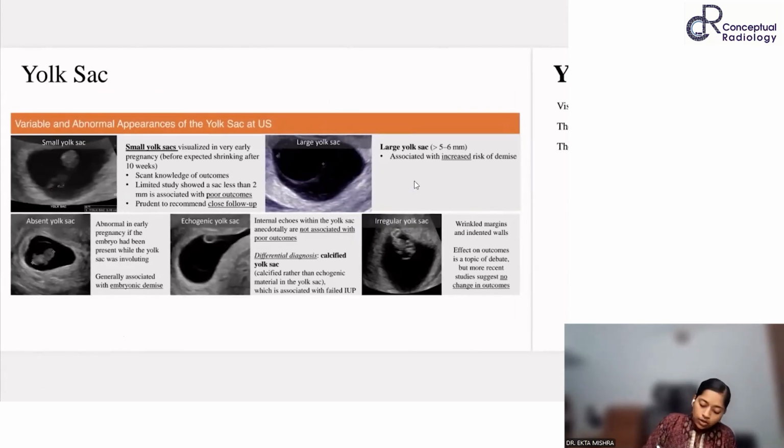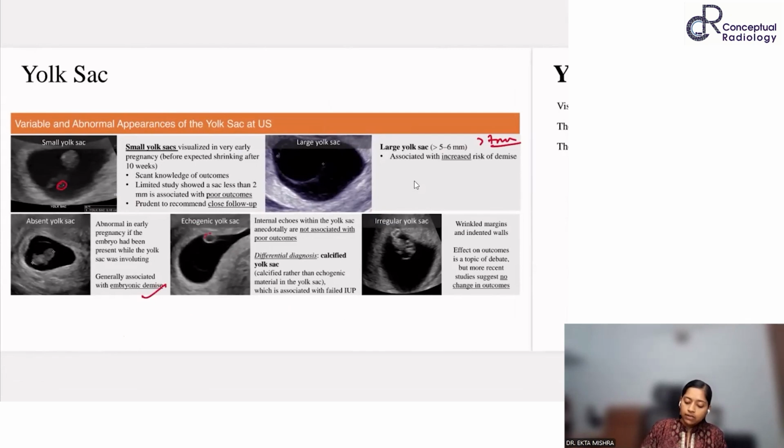Abnormal appearances: yolk sac can be very small. If it is small, in some cases it has been seen that if it is less than 2 mm, it is associated with poor outcome. Large yolk sac, especially over 7 mm, is associated with poor outcome. Okay. If yolk sac is absent, again, poor marker.